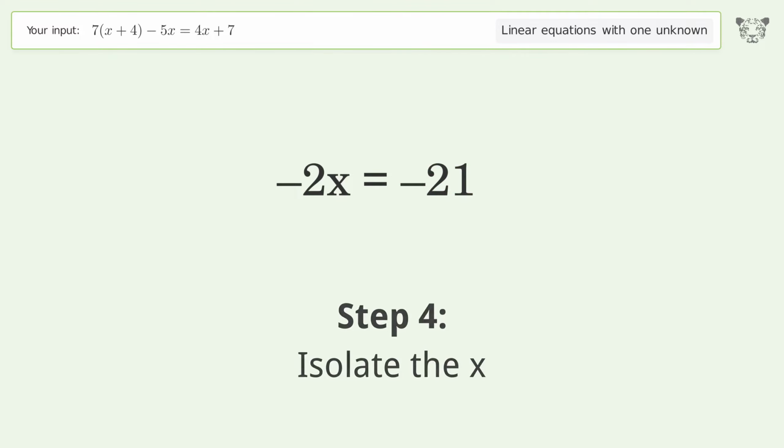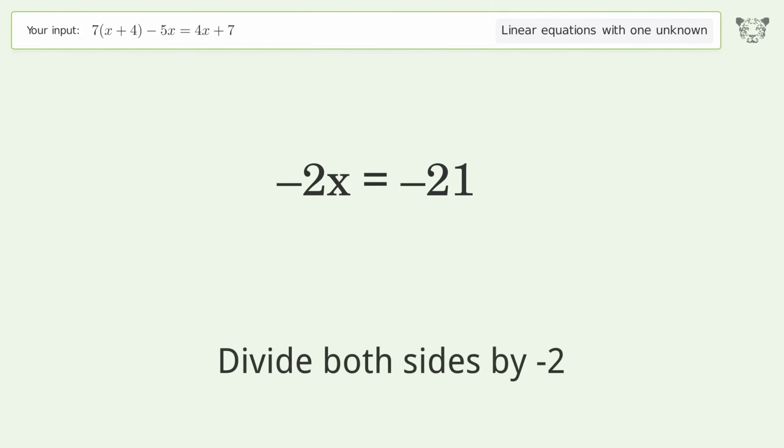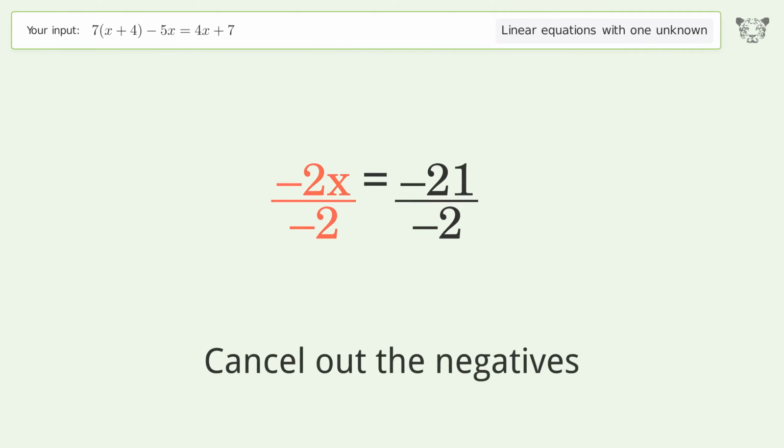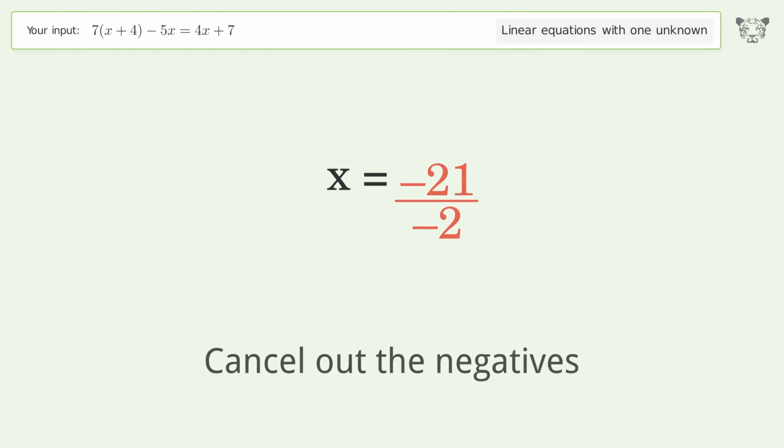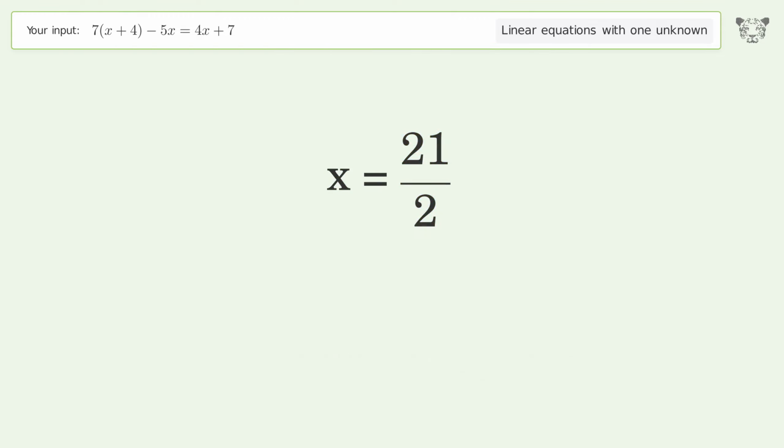Isolate the x. Divide both sides by -2. Cancel out the negatives. Simplify the fraction. Cancel out the negatives. And so the final result is x equals 21/2.